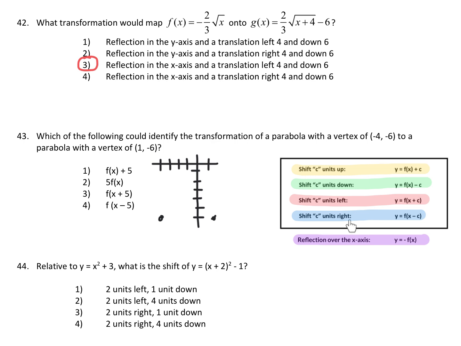So when you shift to the right, you subtract the number within the function. Okay, now we shifted to the right 1, 2, 3, 4, 5 units. So we're going to subtract 5 within the function. So choice 4 would be the answer.